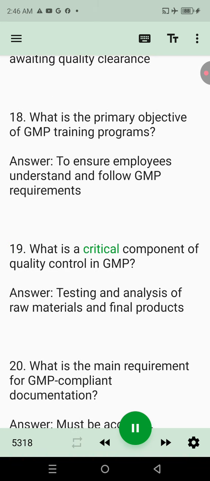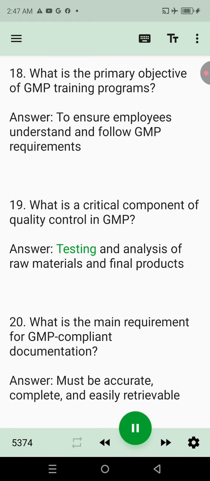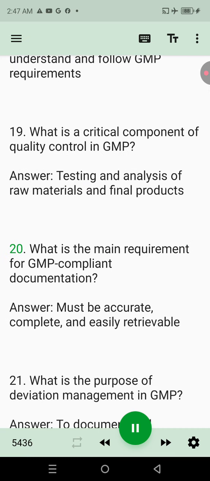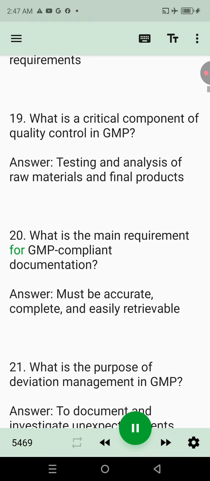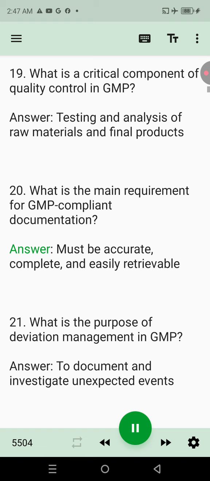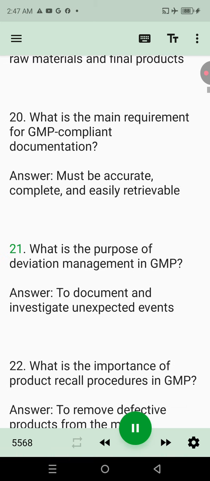19. What is a critical component of quality control in GMP? Answer: Testing and analysis of raw materials and final products. 20. What is the main requirement for GMP-compliant documentation? Answer: Must be accurate, complete, and easily retrievable.